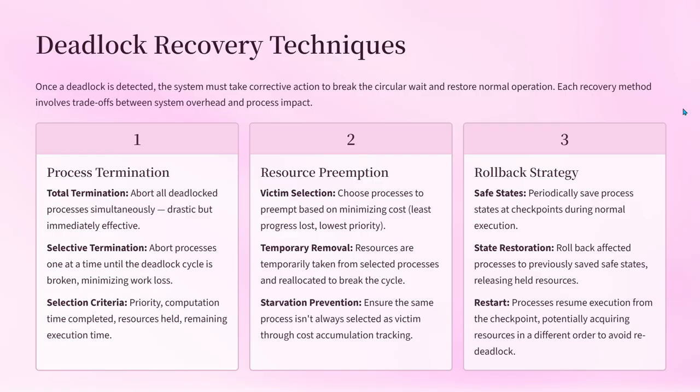Second, resource preemption. Here we temporarily take resources away from certain processes to free them up for others. We can carefully select the victim process to minimize the overall cost and make sure no single process is unfairly targeted repeatedly. This helps prevent starvation. So each of the methods has its trade-offs between performance, fairness, and data consistency. The choice depends on the system's requirements.